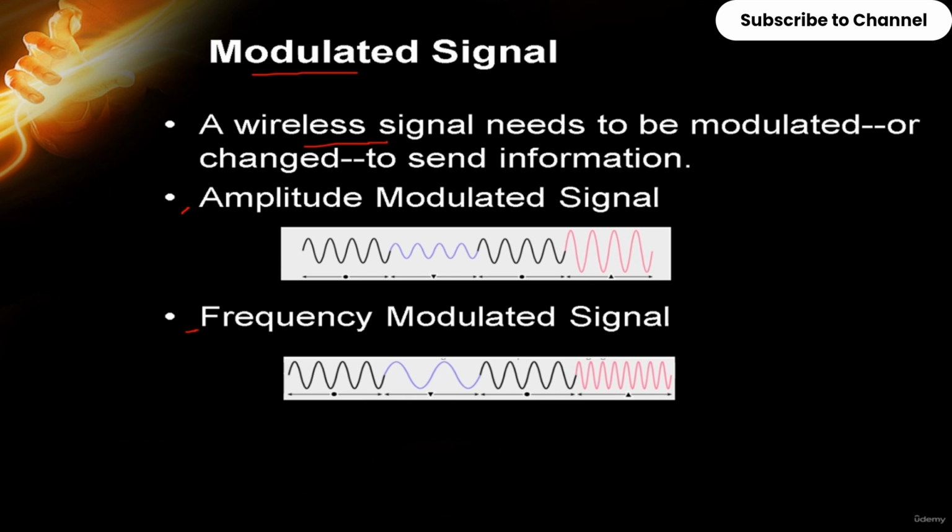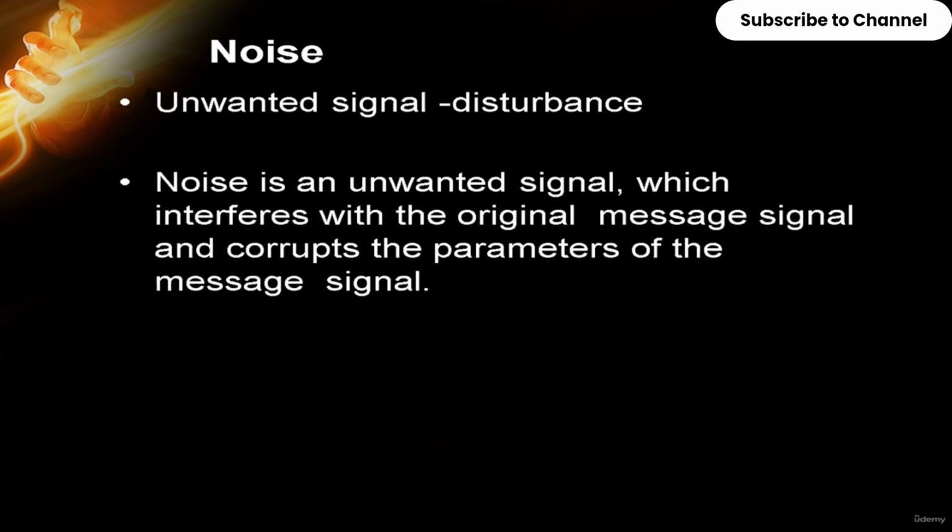So amplitude, we already saw, is nothing but the distance from the center line to the peak, and frequency is the number of cycles of a radio wave which completes in 1 second, right? Now we are going to discuss noise. So what is noise? It is an unwanted signal, or we can simply say it is a disturbance.